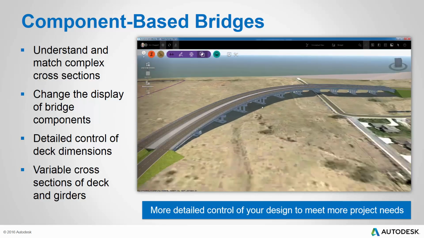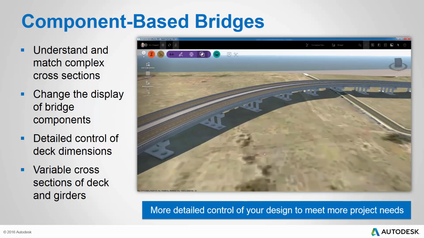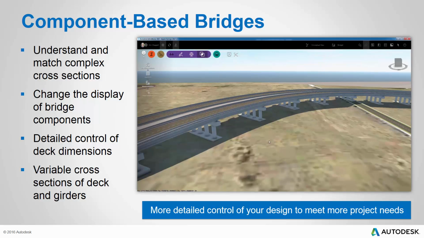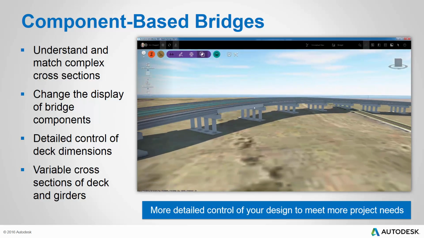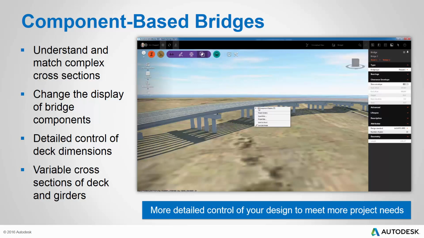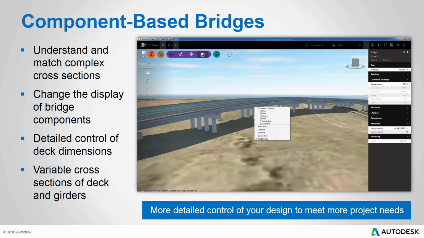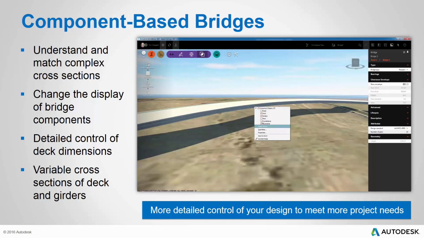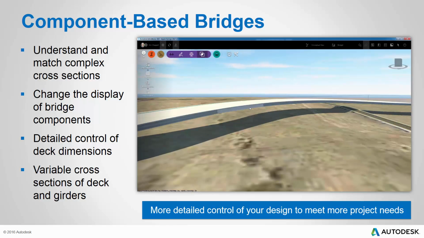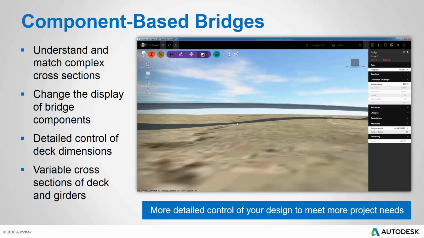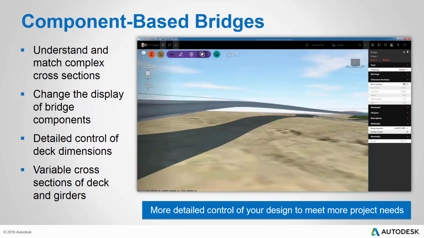Now let's take a look at the bridge itself and the fact that it's in some ways a component-based design also. If I click the bridge, I have the ability to go into component display, where I can turn on or off different major components of the bridge, such as the road, the deck, girders, and so on. I'm going to limit my view to simply the deck and the girders. And you can see when I click the bridge to select it, my display is limited to the components that I want to see.